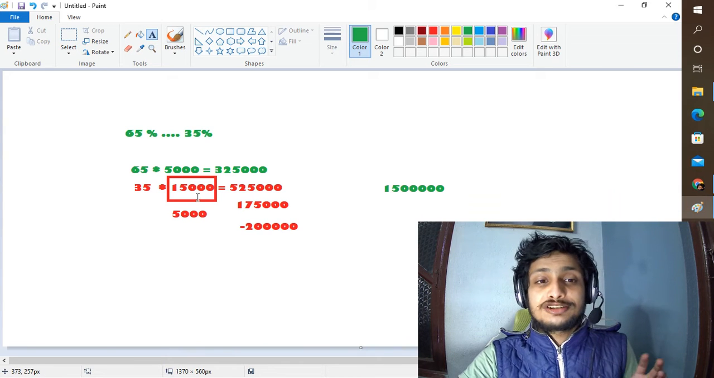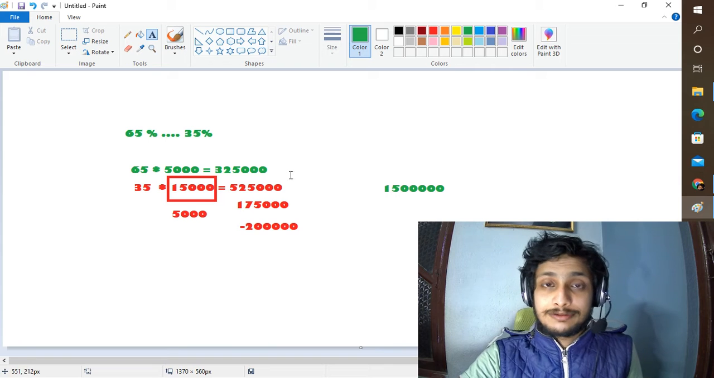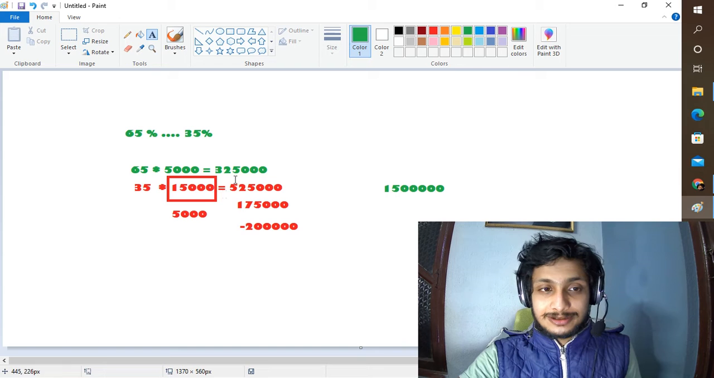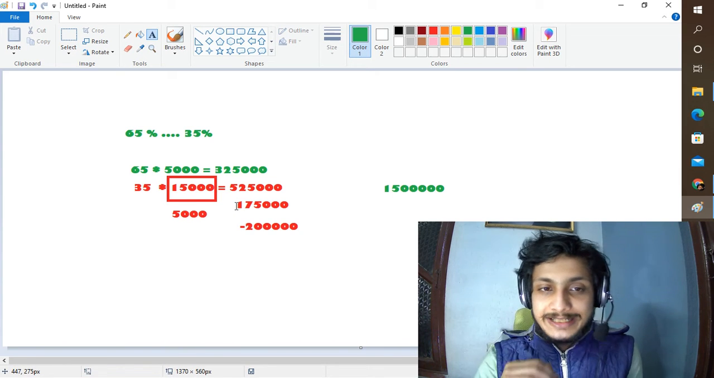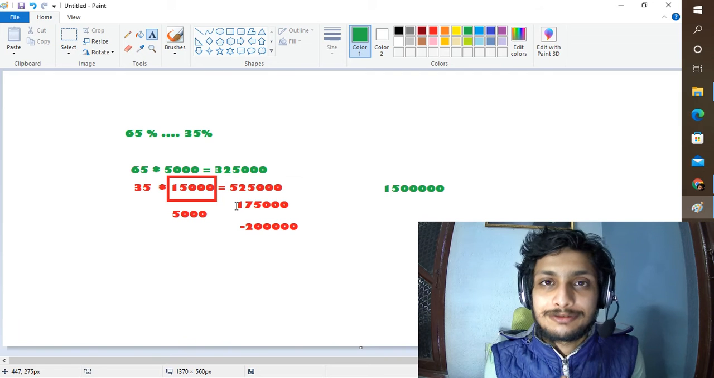So what is the net loss that you are making there? It's around 5,25,000 rupees. So what is the net result after the total 100 occurrences? Then you will end up in a net loss of 1,75,000 rupees.